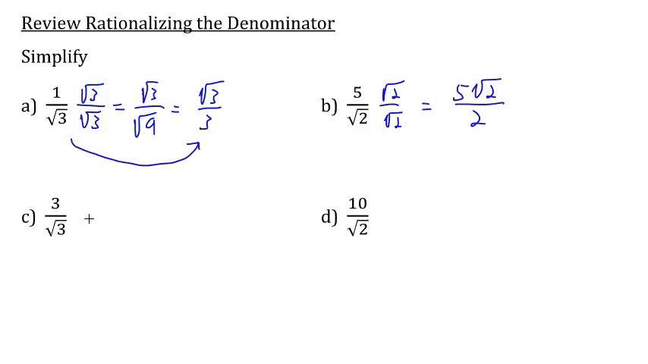Now sometimes there's some simplifying we'll need to do after we rationalize the denominator. So once again, we'll multiply by the square root of 3 over the square root of 3. And so we get 3 times the square root of 3 over 3. Now these 3's do cancel because they're both regular 3's. And 3 divided by 3 equals 1.